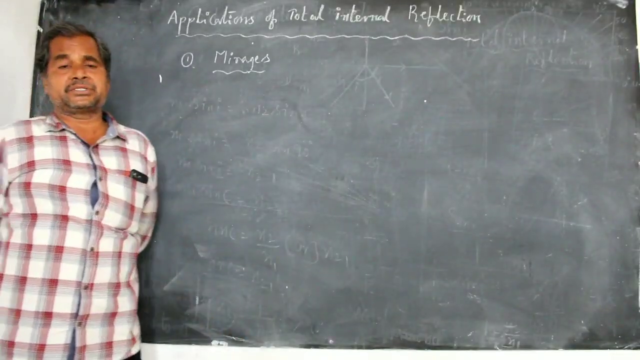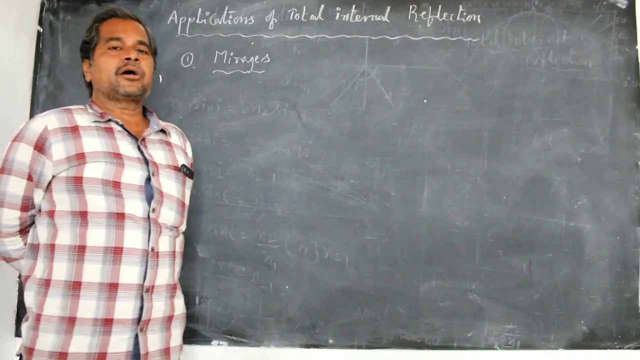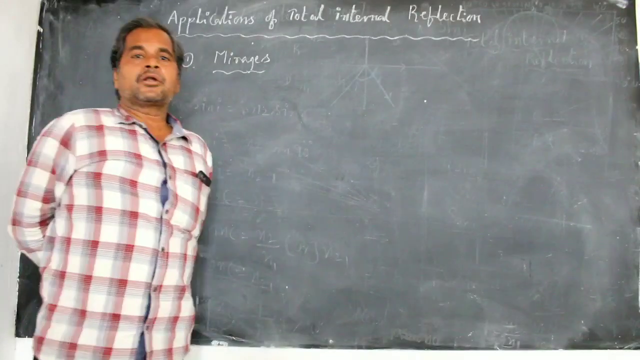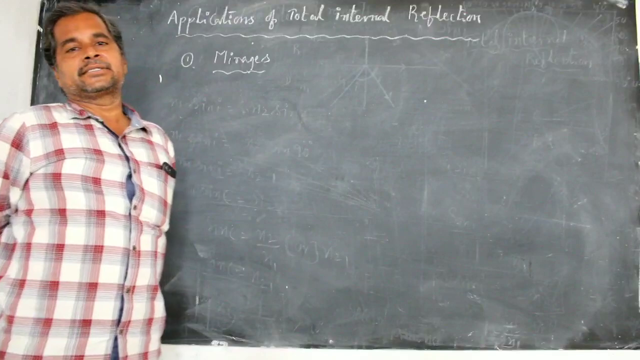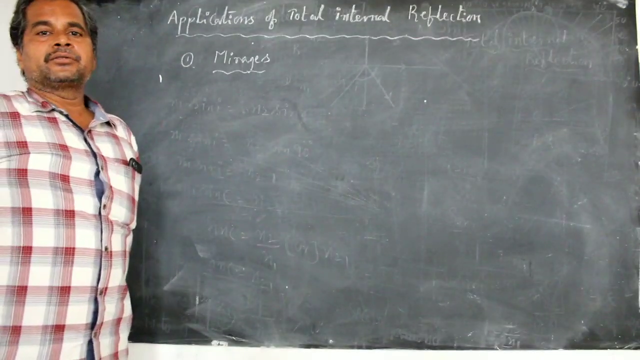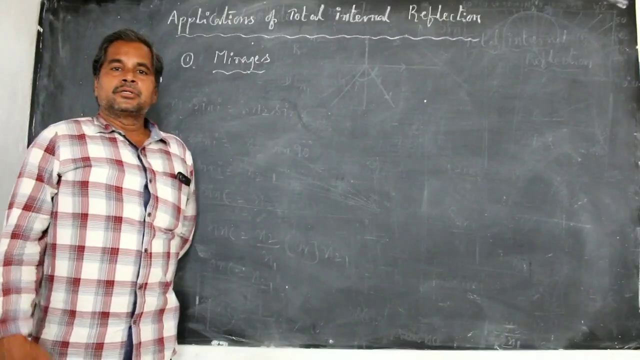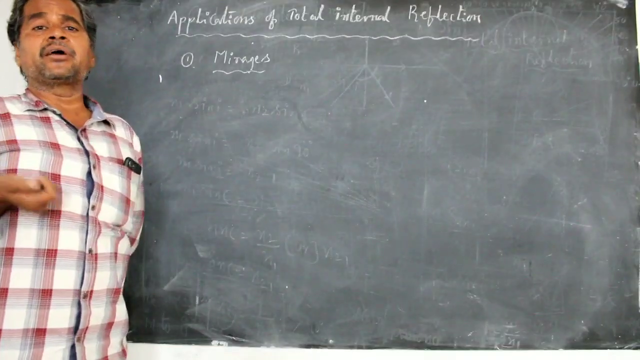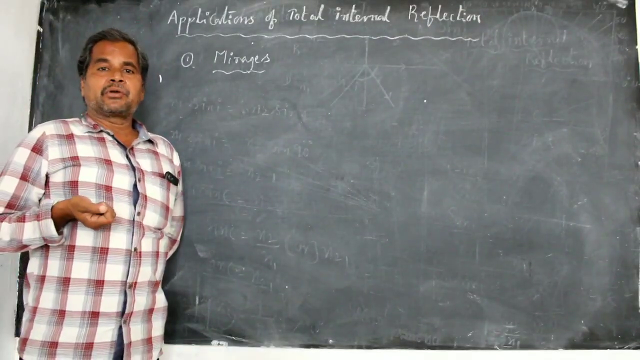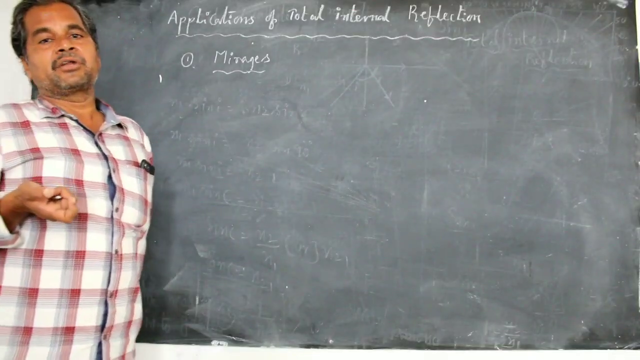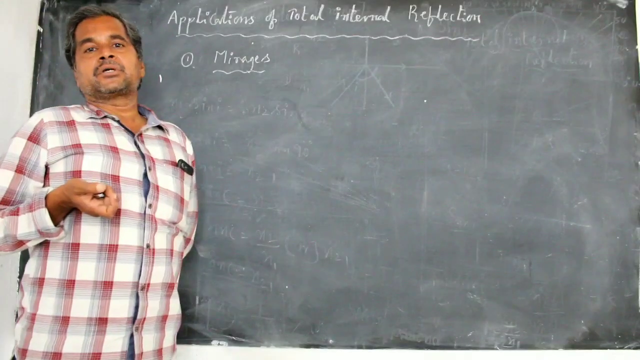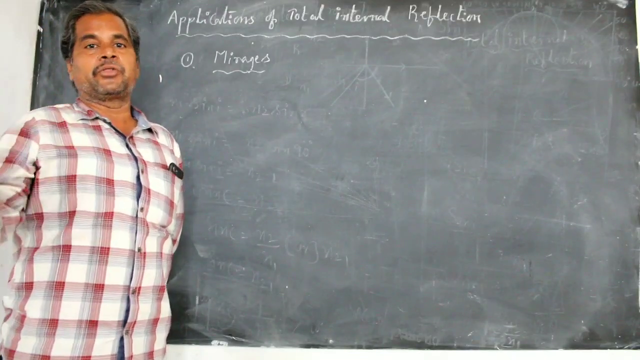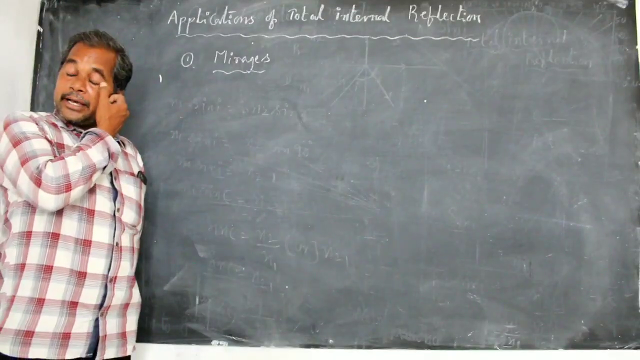First of all, what is meant by mirages? Mirage is an optical illusion. When we are traveling on the roads, some water deposits appear at distant places, but when we go there, there are no water deposits. This optical illusion is known as mirage. When we are traveling on the roads on hot summer days, water deposits appear at distant places, but there is no water when we go there. This illusion is called a mirage.